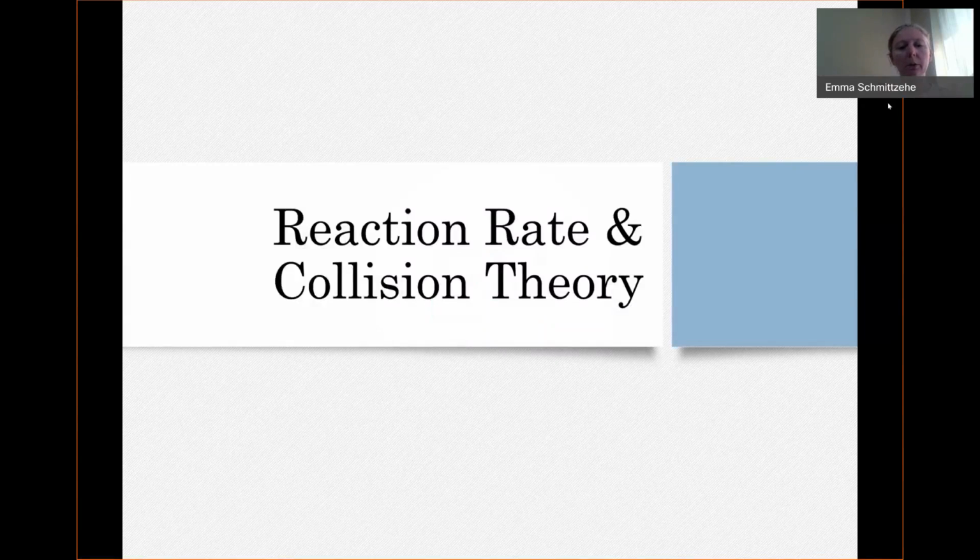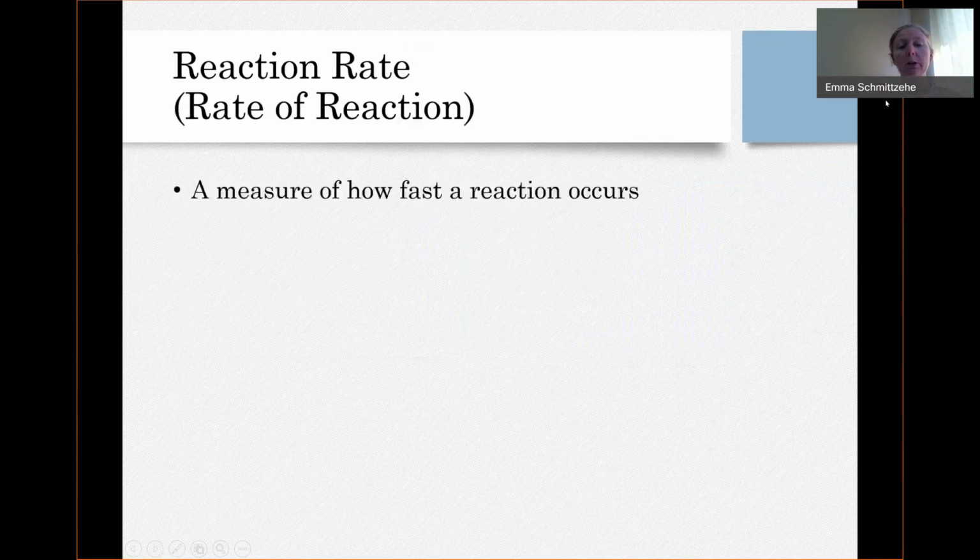Okay, let's talk about reaction rate and collision theory. So reaction rate, or rate of a reaction, is just the measure of how fast a reaction occurs.